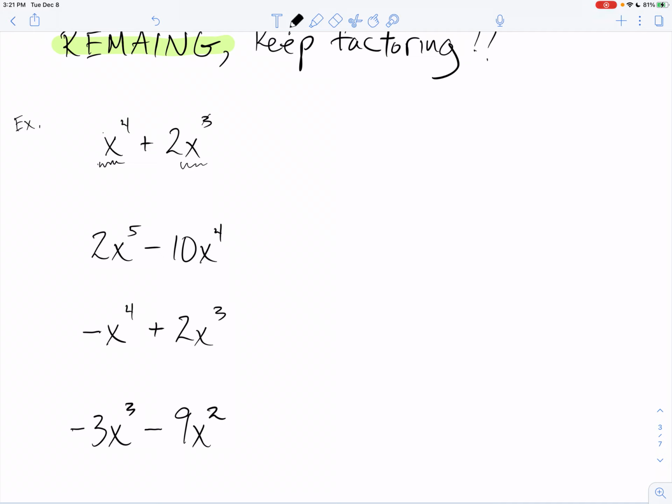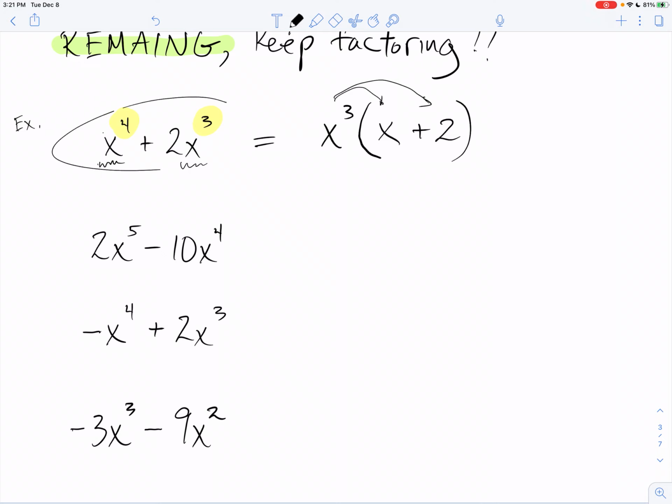So this one right here, x to the third, is the greatest thing they have in common, because one's x to the fourth, one's x to the third. So I would take the x to the third out, and it's basically multiplication in reverse. I would say, this times this would give me x to the fourth, plus I would need a 2 right here. And if I were to multiply that out, I would get back the original.